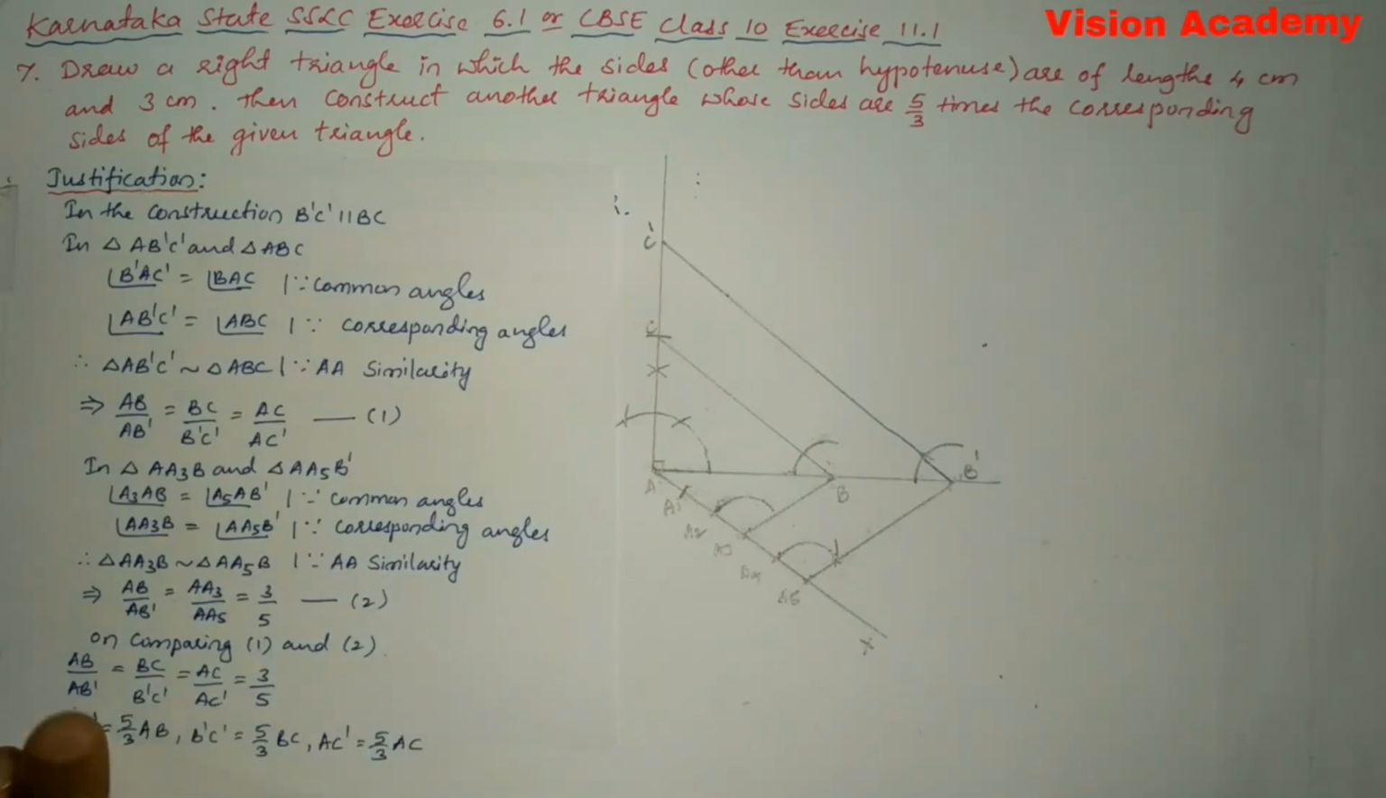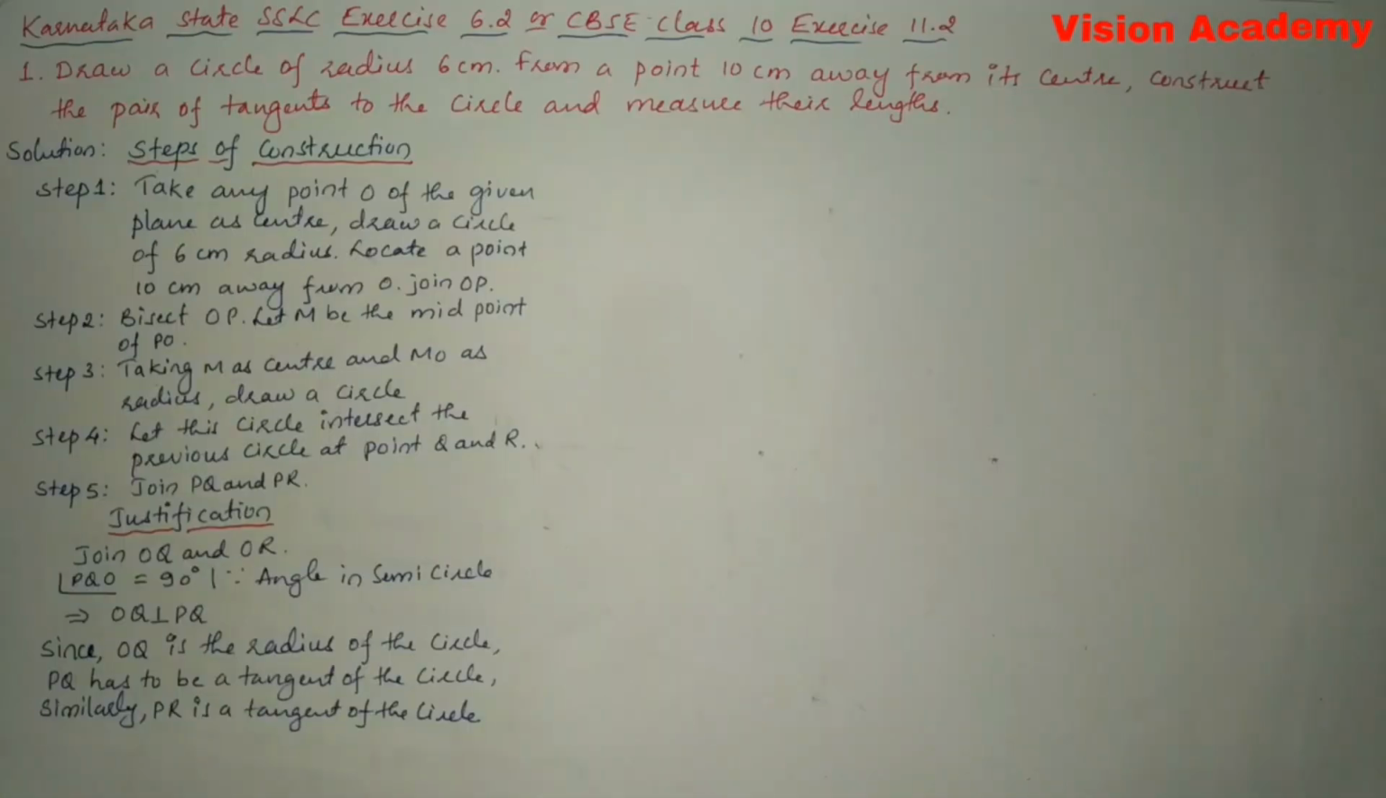On transformation of this AB from LHS to RHS and this 3 by 5 from RHS to LHS, we will get AB dash is equal to 5 by 3 into AB, B dash C dash is equal to 5 by 3 into BC. Similarly, AC dash is equal to 5 by 3 AC. This is the justification. Karnataka State SSLC exercise 6.2 or CBSE class 10 exercise 11.2.